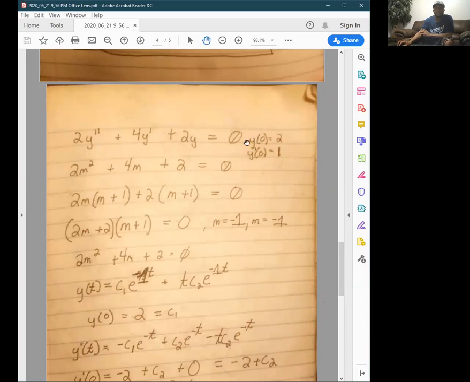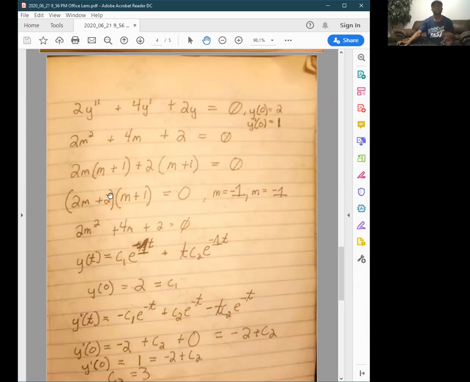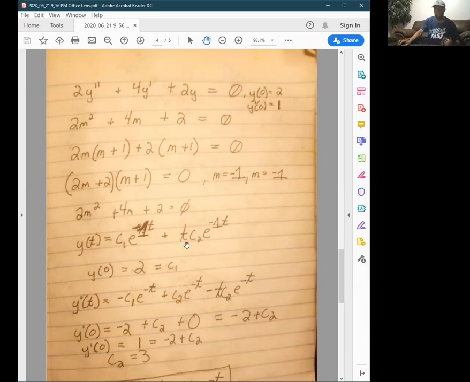But these are our initial values, y(0) equals 2, and y'(0) equals 1. So on this one, 2m squared plus 4m plus 2 equals 0, because these are our y's. Go ahead and factor that out. We end up with 2m plus 2 and m plus 1. Obviously, it's going to give us m values of positive 1 and negative 1.